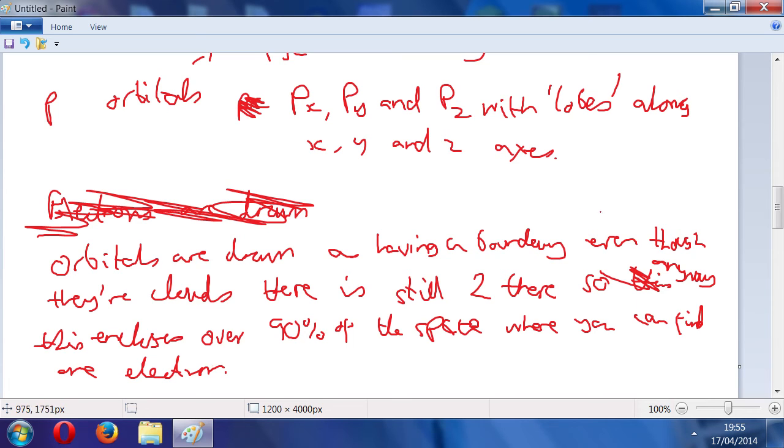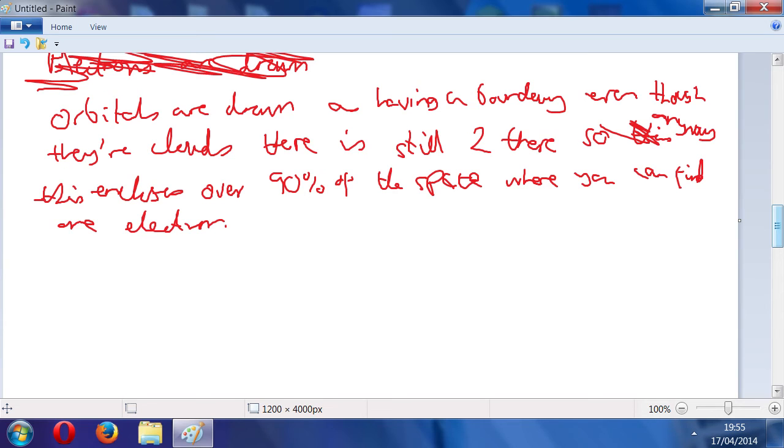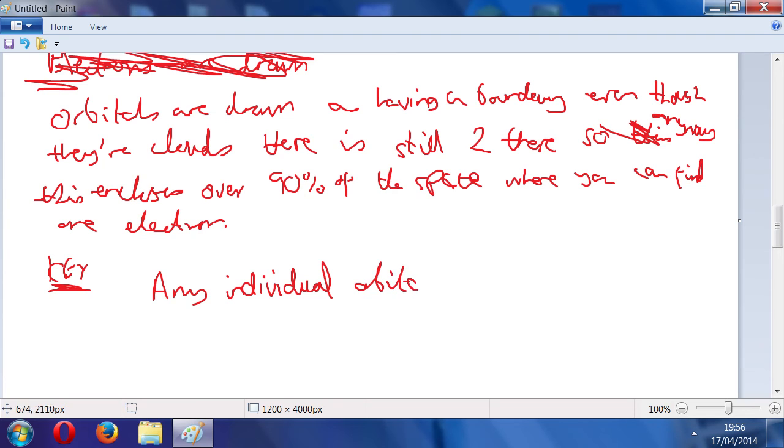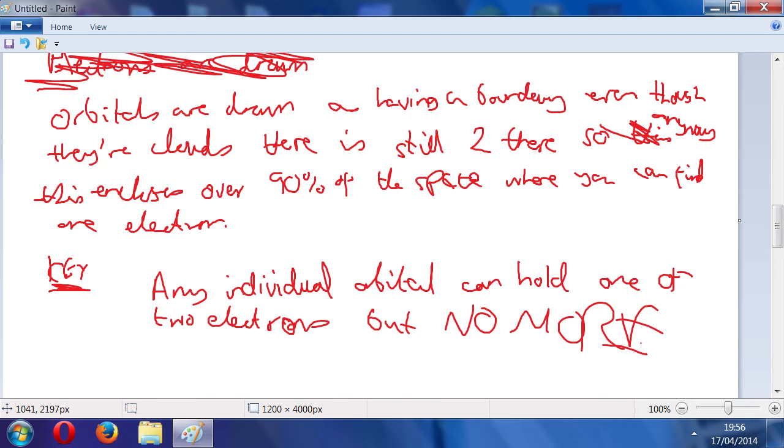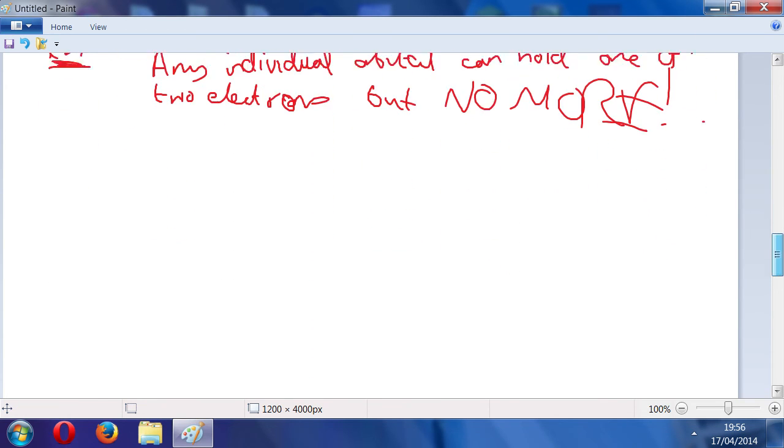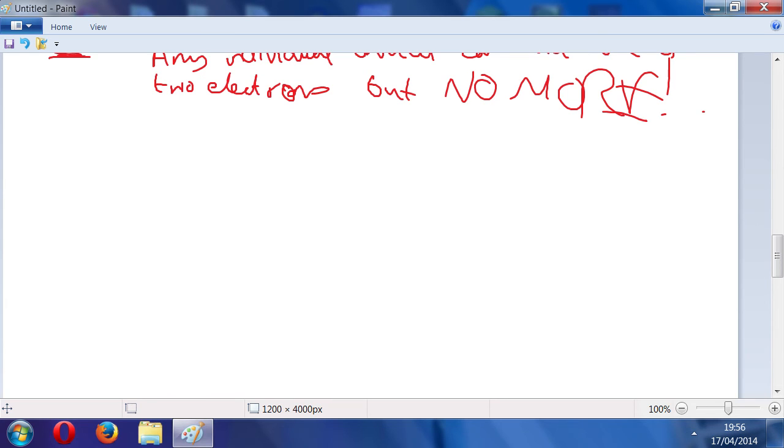And like I've mentioned before, there's one sharp orbital, 3 principal orbitals, 5 diffuse orbitals, and 7 fundamental orbitals there. All right. Okay, and now key thing here. Any individual orbital can hold 1 or 2 electrons. There we go. But no more. All right, good.